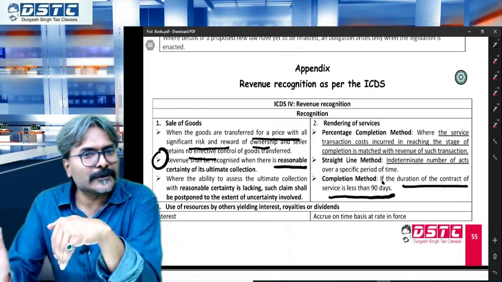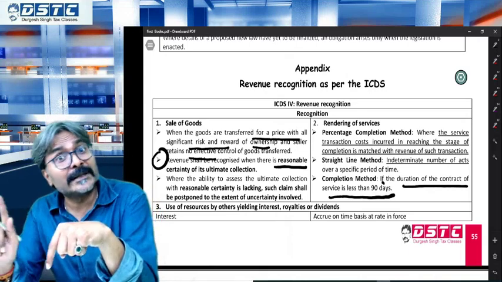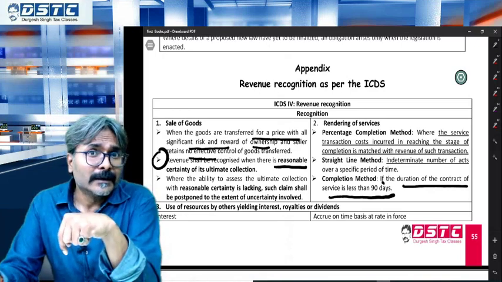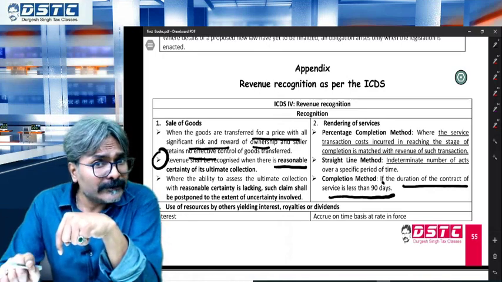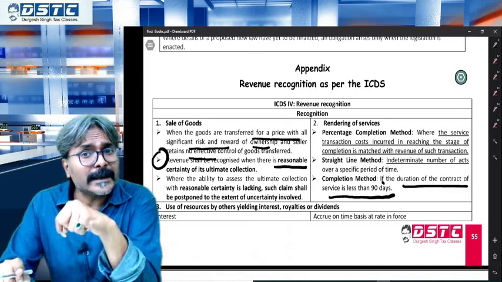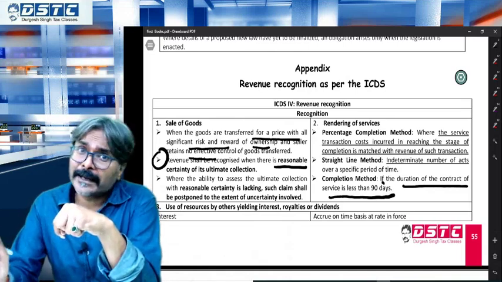Okay, the batch duration is for 65 days. So it implies that it will go into the next year, April. Do I have the option to recognize the income only in the next year? And the answer is yes.